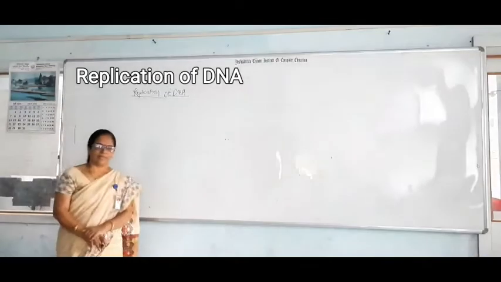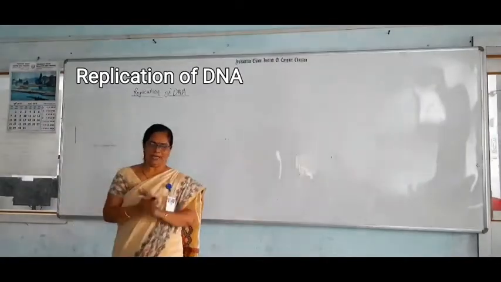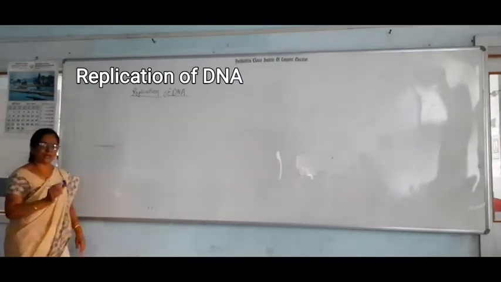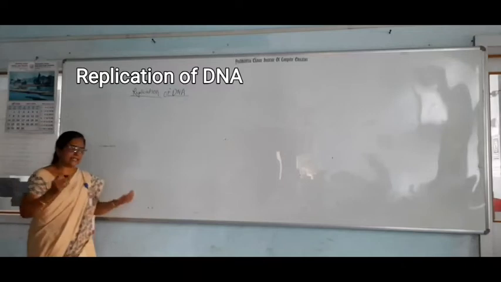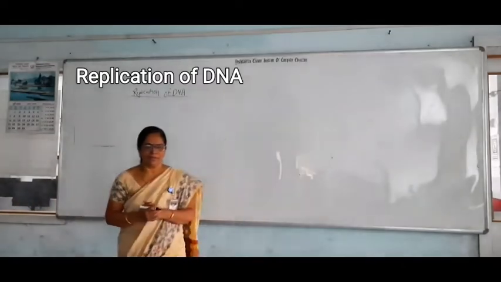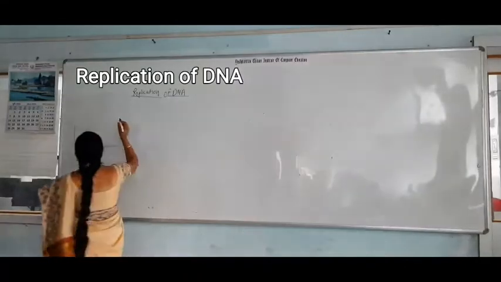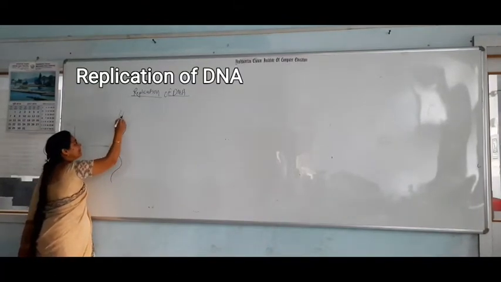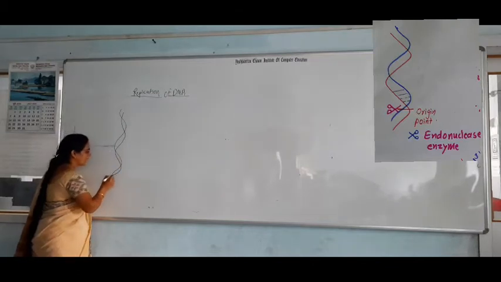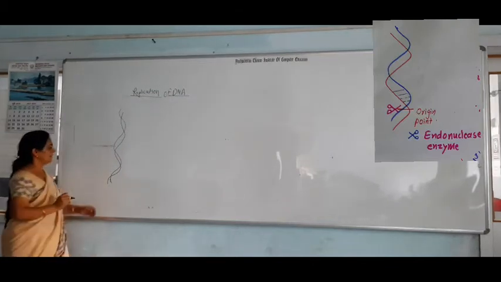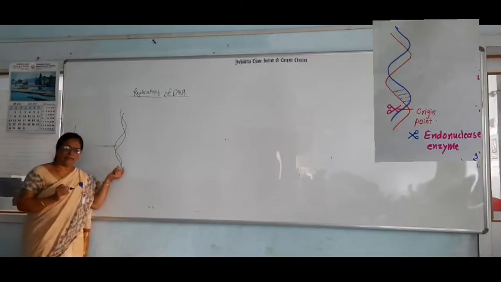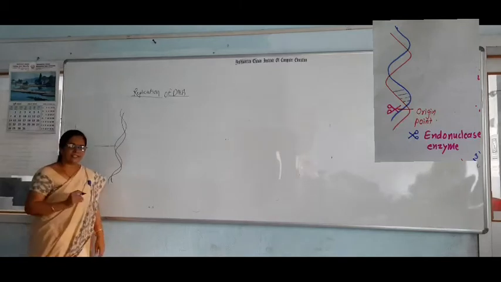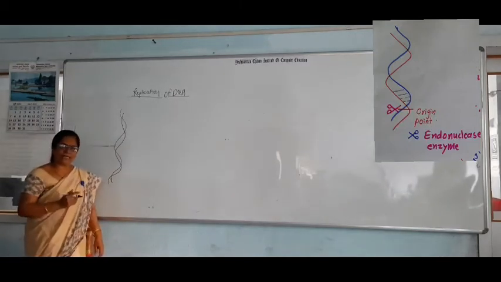Replication means an exact copy of DNA; the exact copy of DNA is called the replica. How is it produced? How are the exact copies of DNA produced? Here, suppose this is the DNA, and we want an exact copy of this DNA. Then what is the first step to produce the exact copy of DNA?